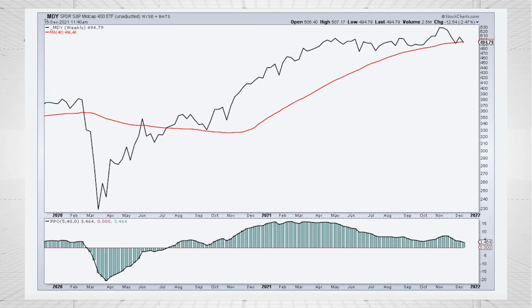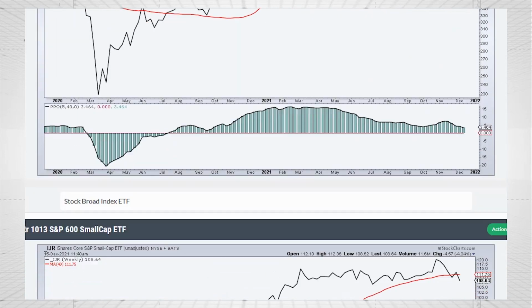And then we get to mid caps, and we already start to see some trouble because you can see we closed below the 40-week EMA 3 weeks ago. We're below it now. We'll see where we close this week. And you can see the 5/40-week PPO there is at 3.46%. So this one is less strong. What looked like a breakout there in November failed, moved back into this consolidation zone. So you go down to mid caps and you're at the 40-week basically.